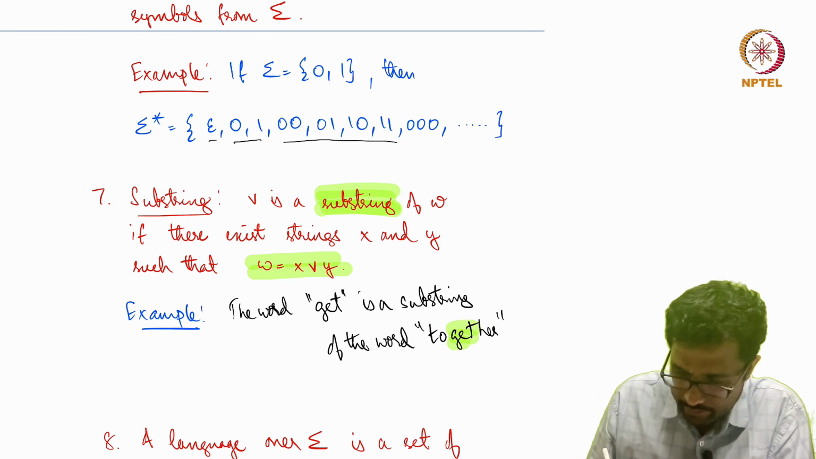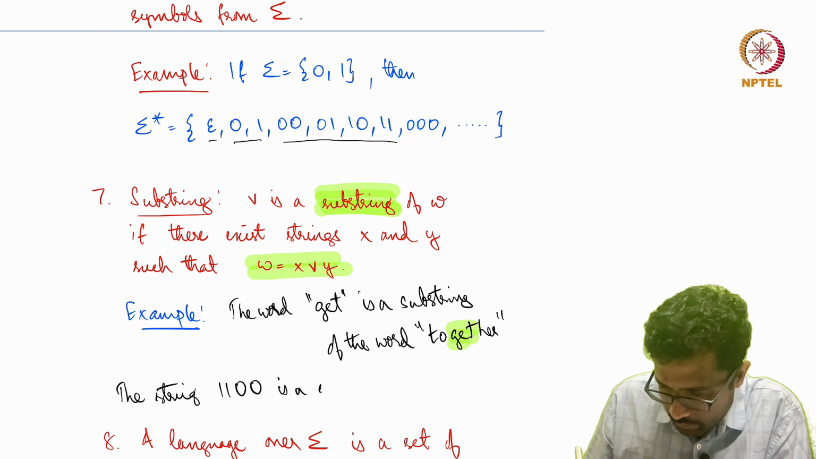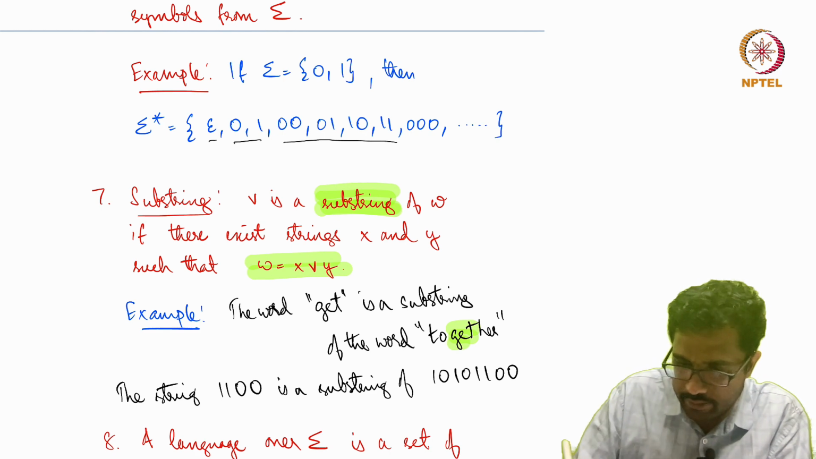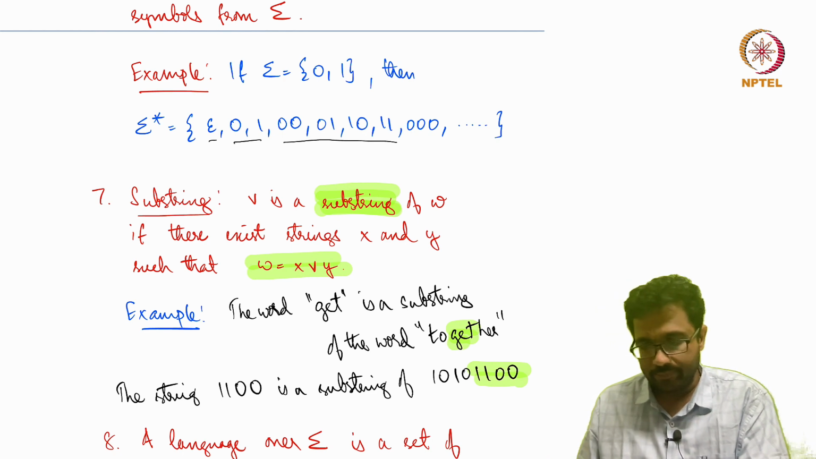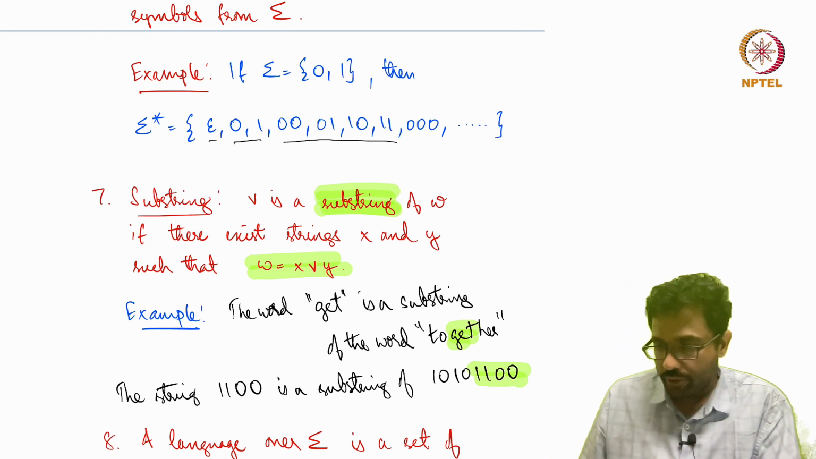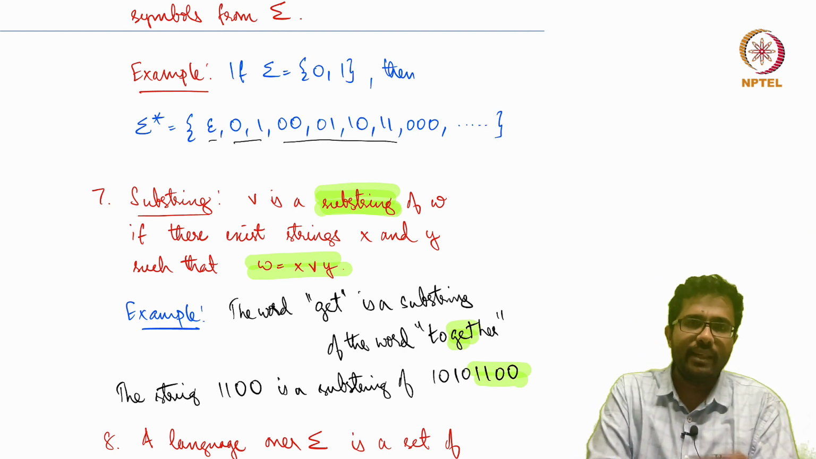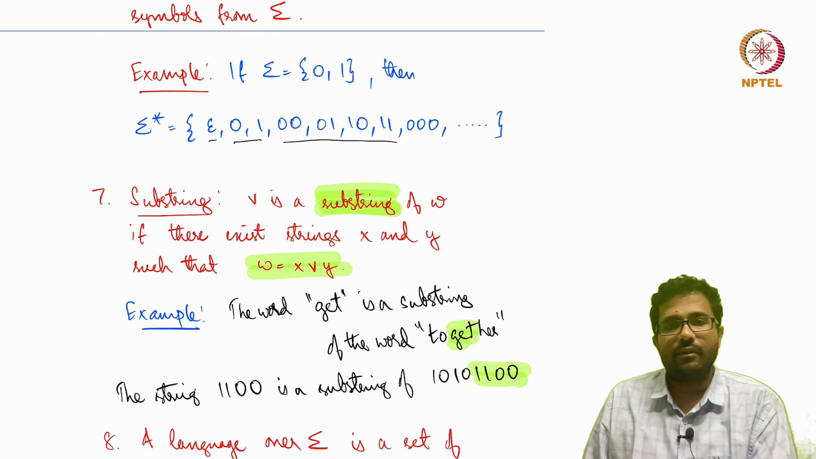Maybe another example: the string 1100 is a substring of, let's say, 101011100. Here the substring appears at the very end, so in this case y is an empty string and there is only x, so this is also a substring. So when V appears as part of the string W, we call V a substring of W.